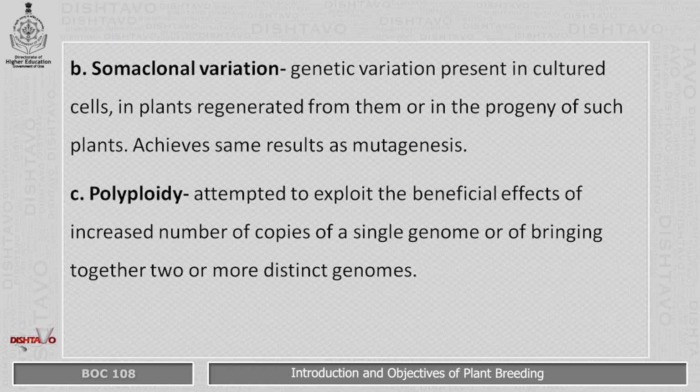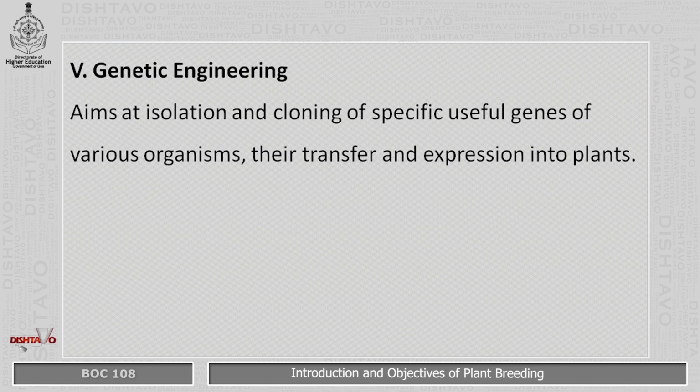The third is polyploidy, which is attempted mainly to exploit the beneficial effects of increased number of copies of a single genome or of bringing together 2 or more distinct genomes. Moving on to the 5th phase, that is genetic engineering. This phase mainly aims at isolation and cloning of specific useful genes of various organisms, their transfer and expression into plants.